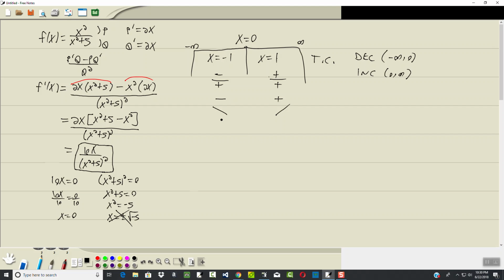Now our relative min, relative max, assuming it exists, is where it changes from increasing to decreasing, or vice versa. This is decreasing, changes to increasing, so this would be a min. So we got a relative min at 0, comma, and then you want to plug 0 back in your original function. I'd have 0 squared over 0 squared plus 5. 0 squared is 0, divided by 5 would give us 0.